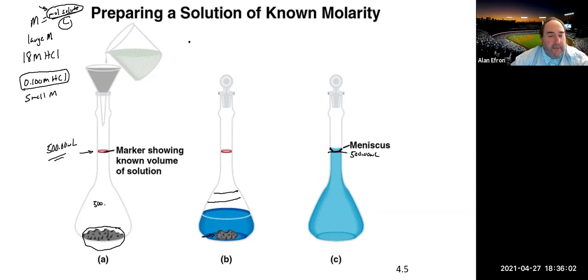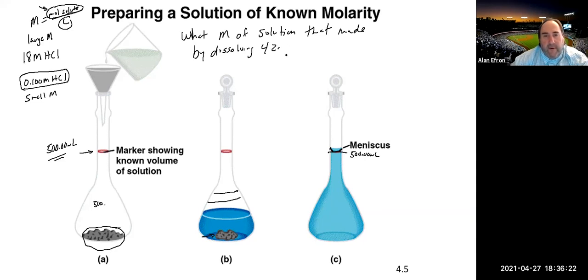Okay, why don't we take a look at one more molarity example? Why don't we do this one? What is the molarity of a solution that is made by dissolving, let's go with 42.5 grams of calcium chloride and enough water to make 375 milliliters of solution? All right, take a couple of minutes to see what you come up with.